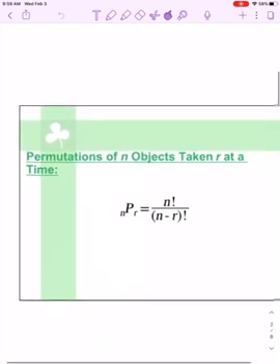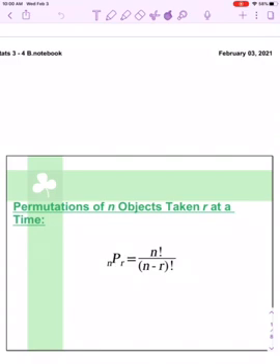So the permutation of n objects taken r at a time. Okay? What that means is, let's say we have 15 kids in class and I need to pick 3 of them to go down to the office. That is n kids and r ones that are being picked. So 15 kids being picked 3 at a time. n is how many total you have, and r is how many you're picking from that. And the order matters in a permutation.